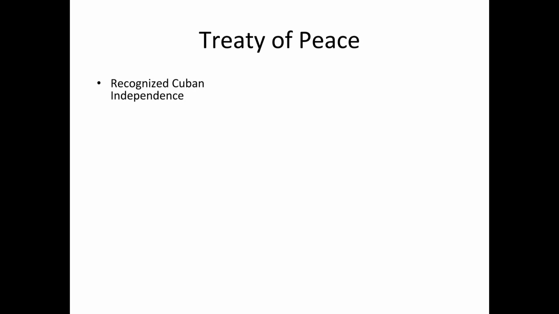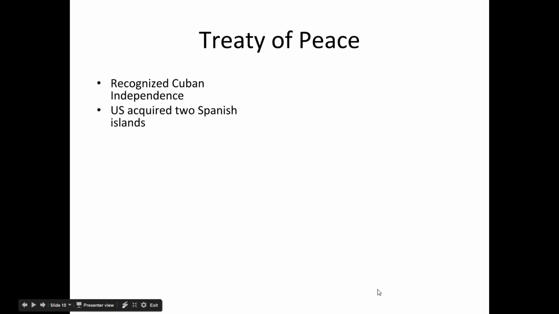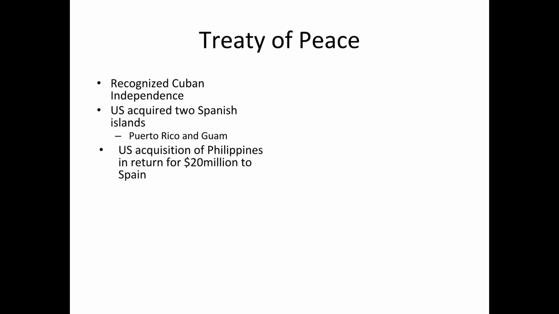The peace treaty recognizes Cuban independence, and we acquire 2 Spanish islands, including Puerto Rico and Guam in the South Pacific. And in exchange for the Philippines, we pay $20 million to Spain. The question then becomes, do we annex the Philippines and have it become an official territory, or do we let the Philippines run itself, sort of autonomously, self-directed, self-governed rule?